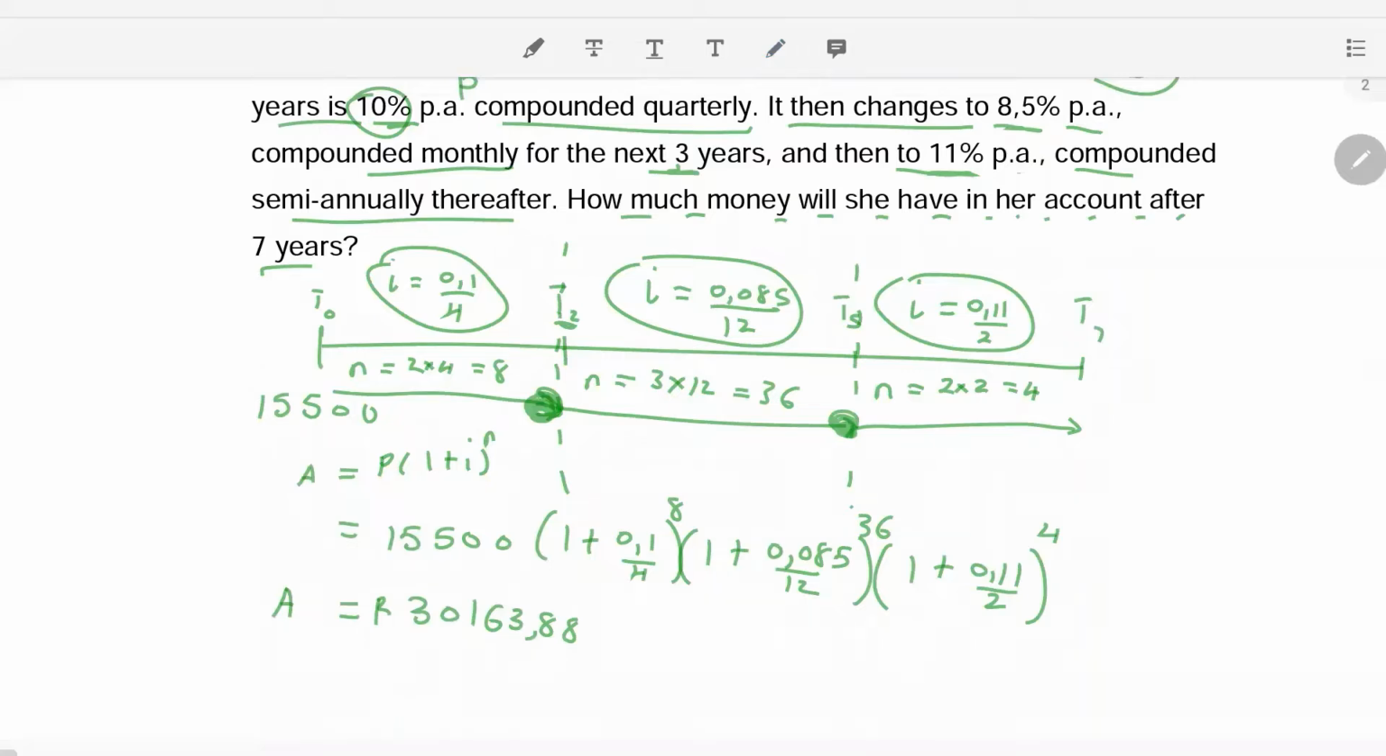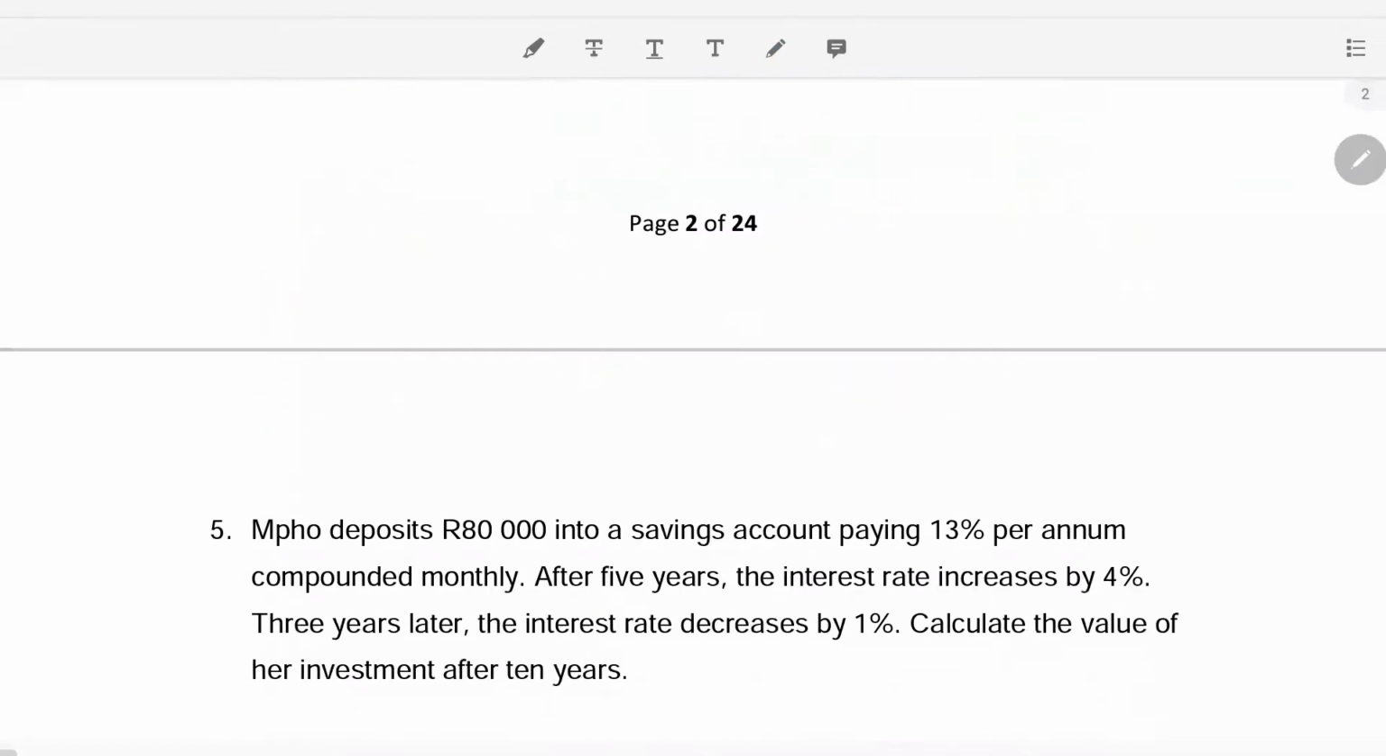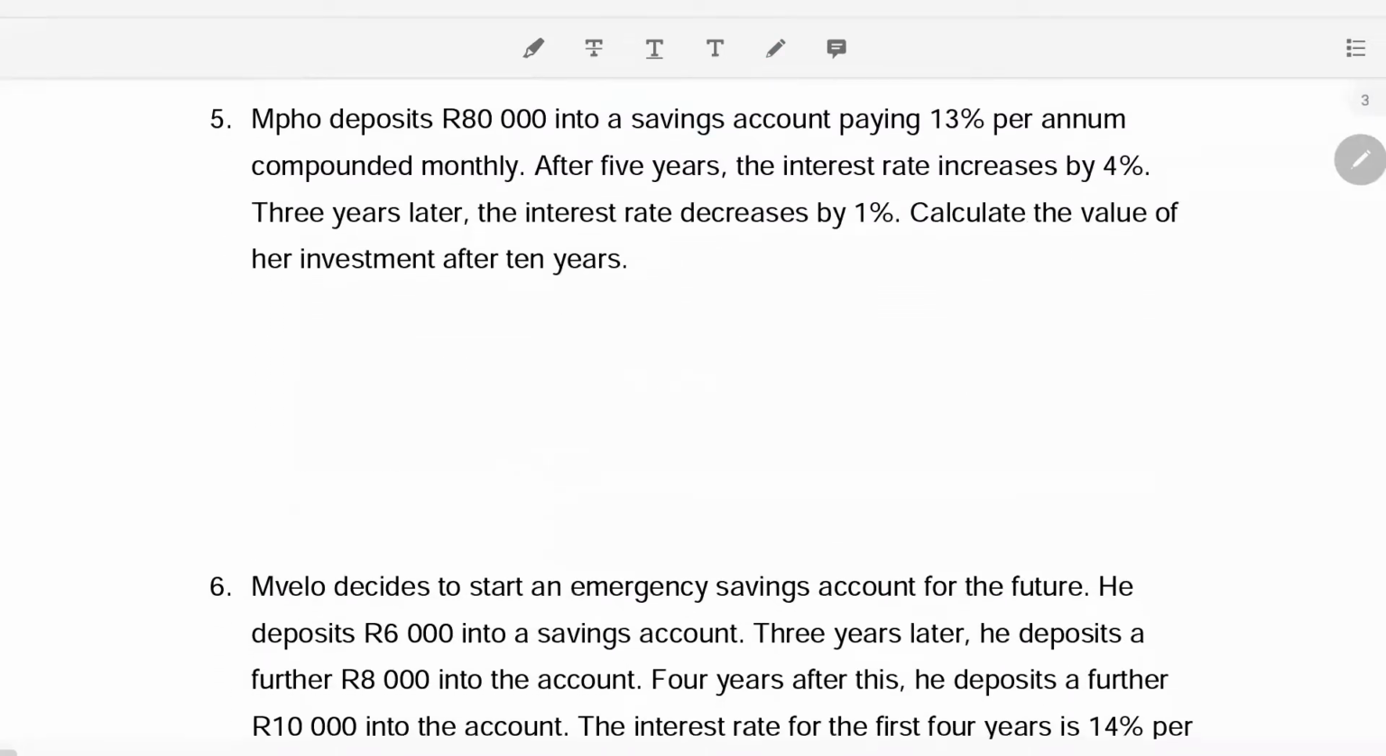So now this is with the changing interest rates for just one transaction. Then let's go to question number 5.